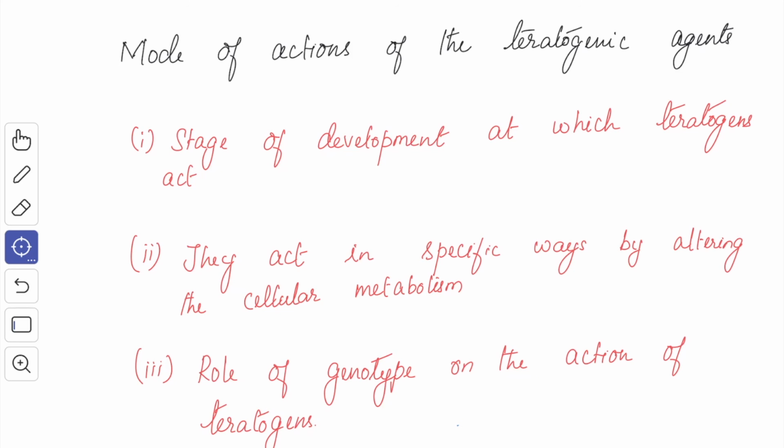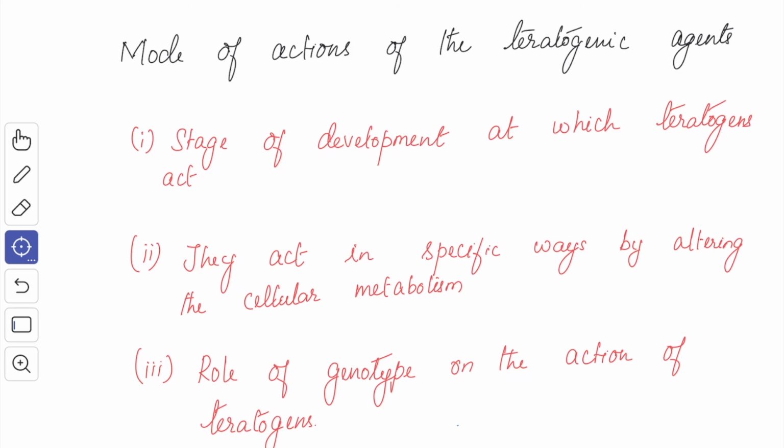The teratogen acts in a specific way by altering the cellular metabolism. They may interfere with the organizing centers of the embryonic area and elaborate altogether different inductive substances. When two teratogens given at a particular time produce completely different types of malformation, they act on the metabolic process in entirely different manners. Next is the role of genotype on the action of teratogens.